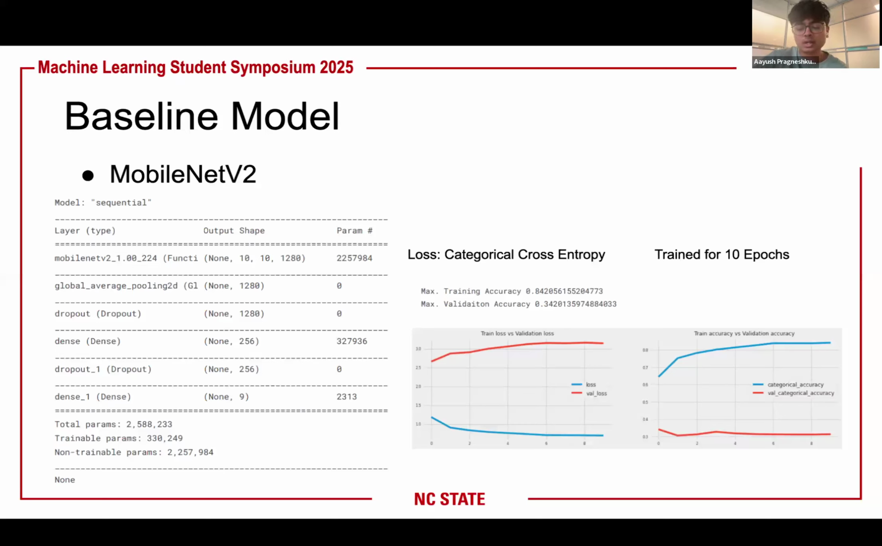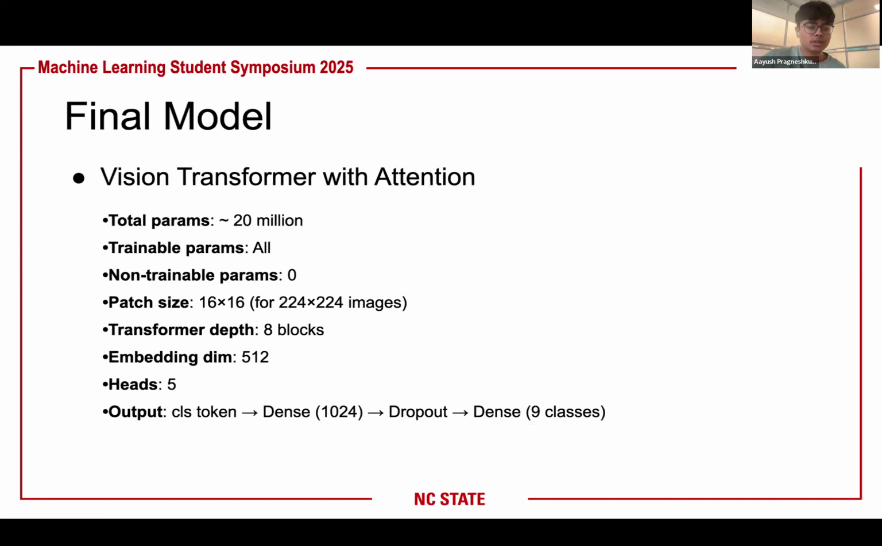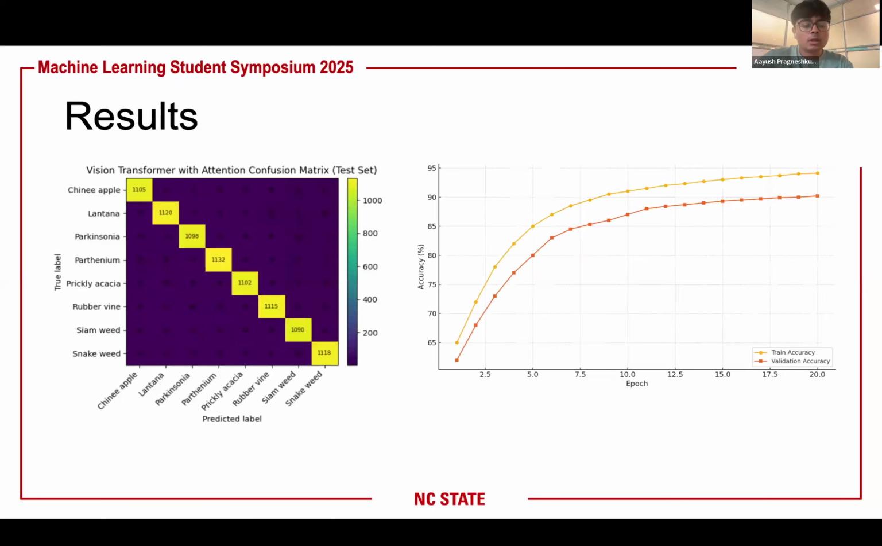But since in this scenario too, the validation accuracy was not up to the mark, we then decided to go with a transformer based model. So we decided to go with vision transformer with attention. So this model is our final model. It had roughly 20 million parameters, and all the parameters were trainable. And this is the patch size, transformer depth, and embedding dim. Head counts were 5, and these are the results which we obtained.